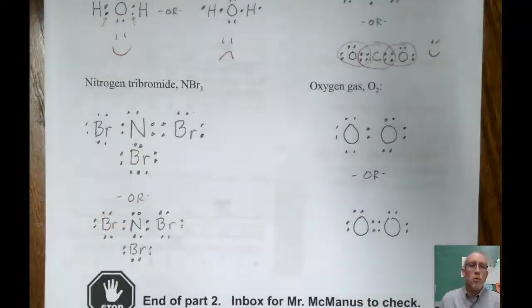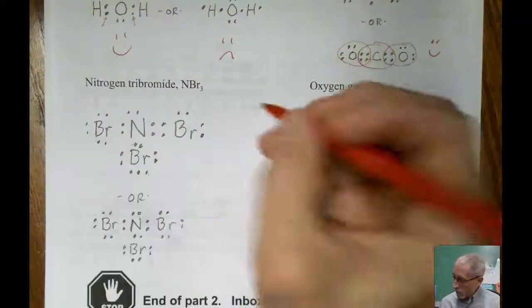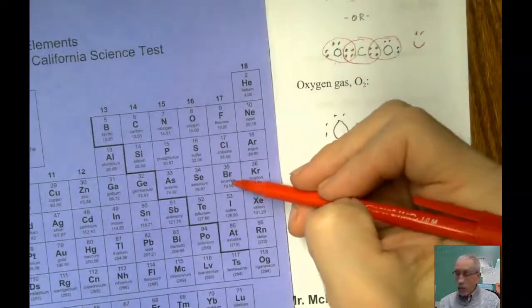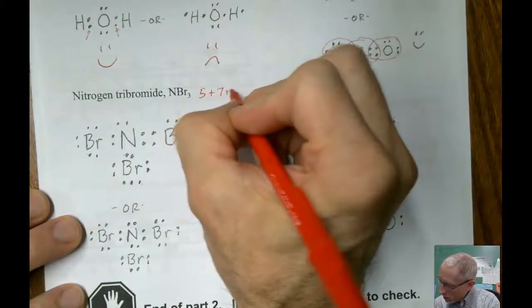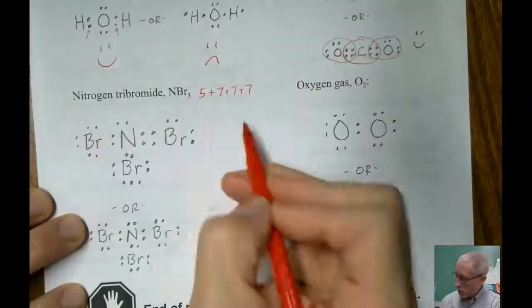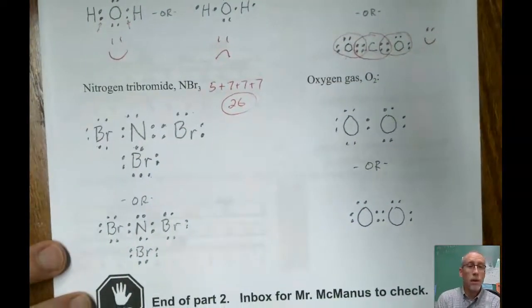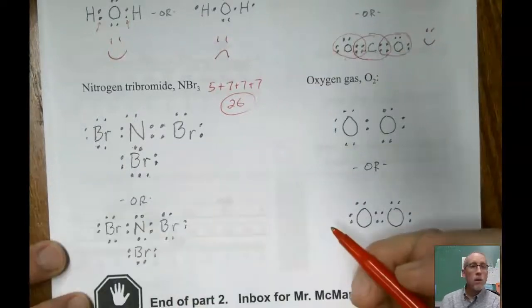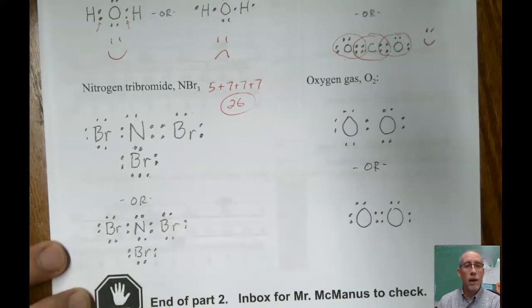Okay, so let's start with the nitrogen tribromide. We add up our outer electrons first. So nitrogen in group 15, it should have 5. And then 3 bromines. Now a bromine is over here in group 17, so they'll each have 7. So that's 7, 7, and 7. That's 21. 21 plus 5. We're looking for a total of 26 electrons. Okay, so did you find the one with 26? And did we arrange those electrons so that everything has a share in 8?